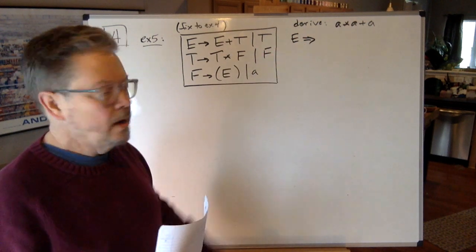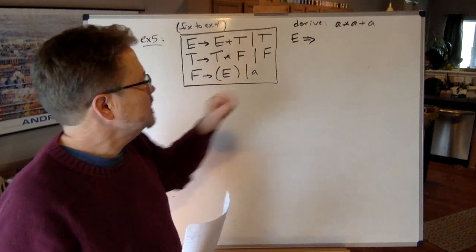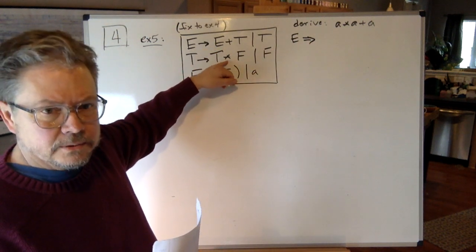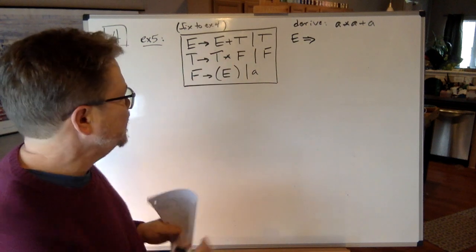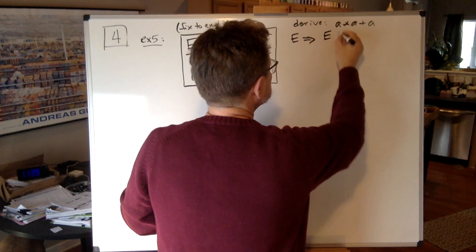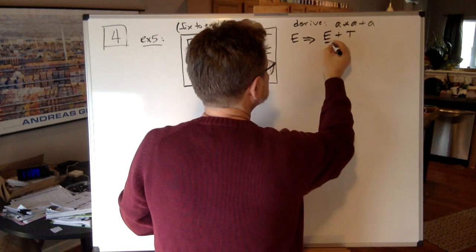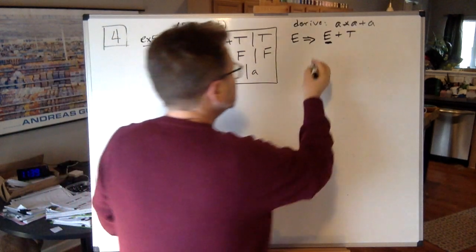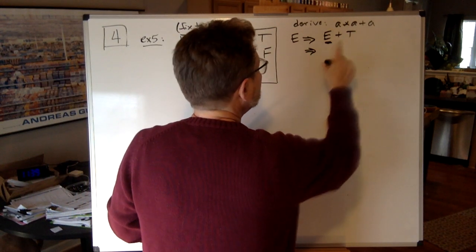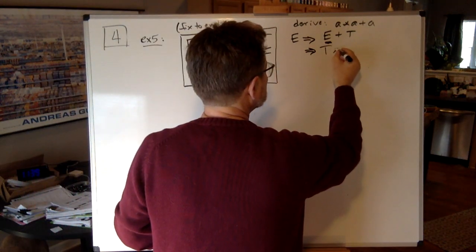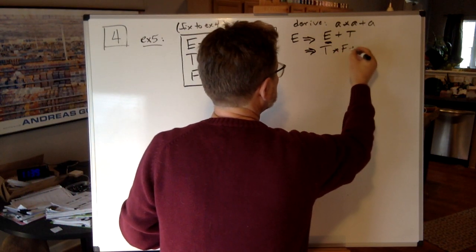Oh no! On the other hand, if I decide the plus sign goes in there first, then I still have plenty of time to get to the times. Is that true? Let's find out. Let's do the plus sign first. E goes to E plus T. Leftmost derivation, so I've got to replace that E with something. Now I can get the times sign, T star F plus T.